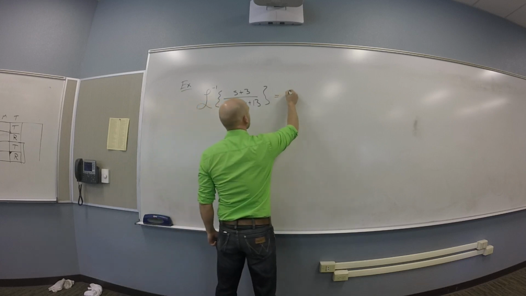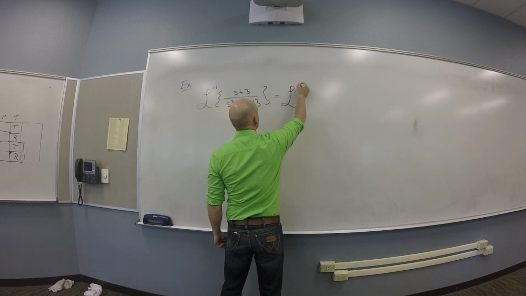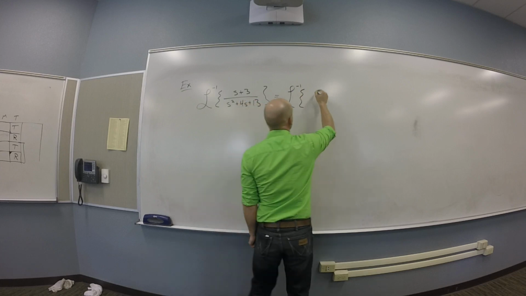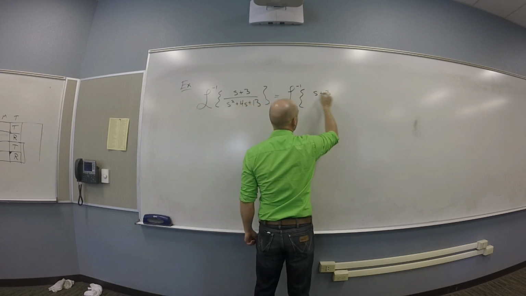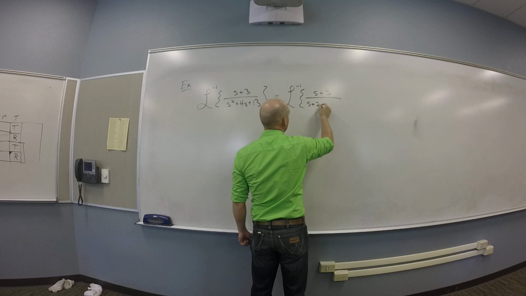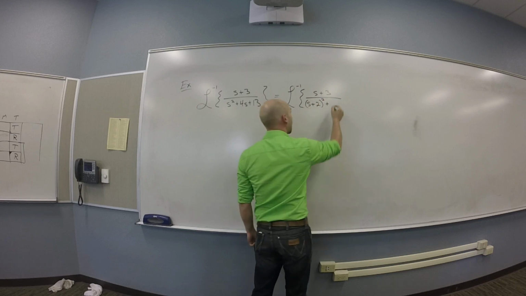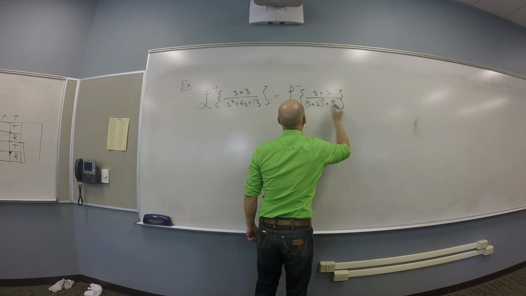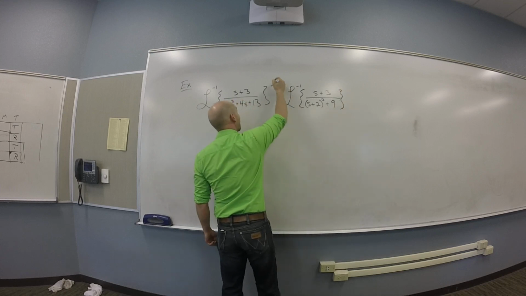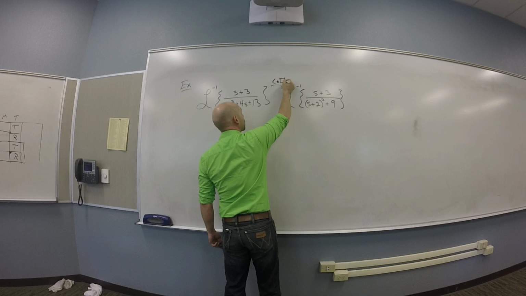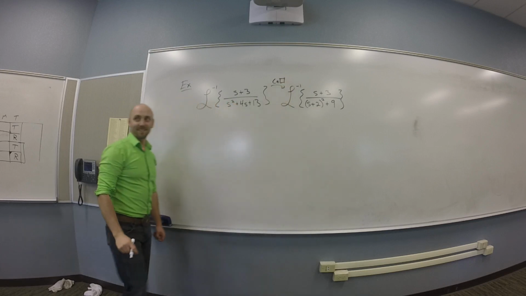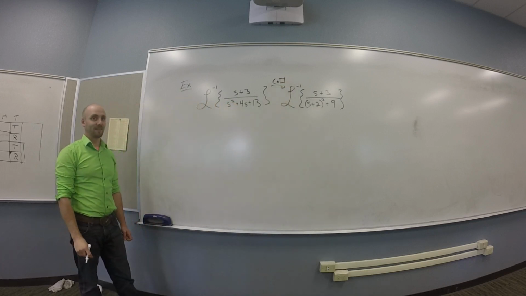So you go, okay, so this is the inverse Laplace transform of (s plus 3) over ((s plus 2) squared plus 9). Oh, and that's too cool not to do the arrow here. That's a complete the square, right? Okay, so I completed the square.